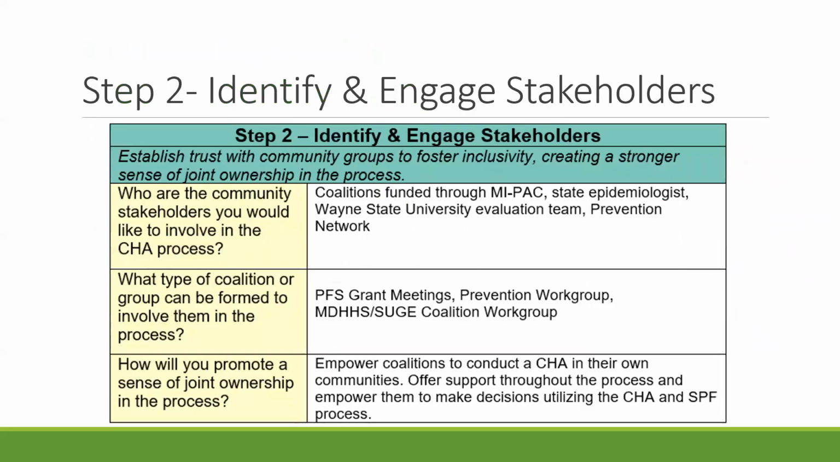Step 2 of the community health assessment is to identify and engage stakeholders. This step is heavily associated with capacity, but should be a focus of your work throughout the entire CHA process. Here are some examples from the state's perspective: the stakeholders that they decided to involve in the CHA process, as well as groups they formed, and how they will promote a joint sense of ownership.